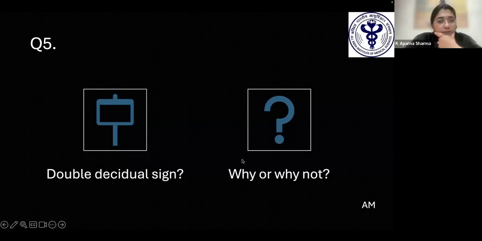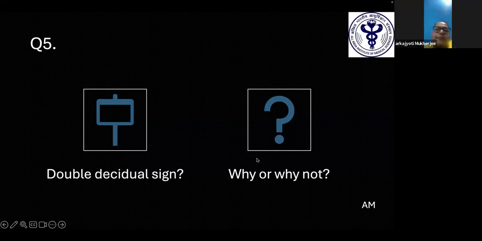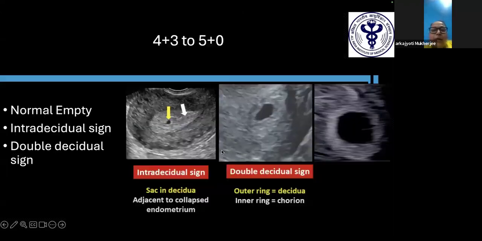Yeah, very clear. Okay. So actually, the interdecidual sign or double decidual sign helps us to get an idea whether the gestational sac is exactly an intrauterine gestational sac or a pseudo sac. So it tries to differentiate between those two.